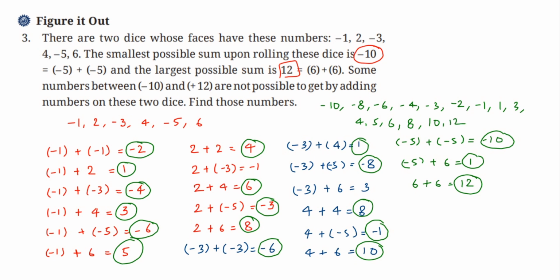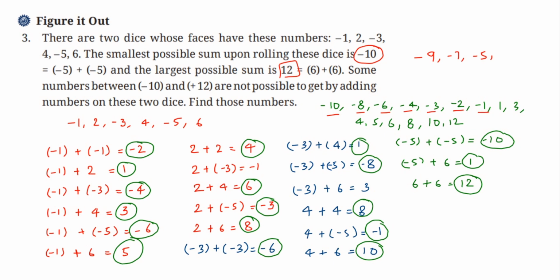Now we have to find out the numbers which are not there. So let's go in sequence and check. We have minus 10. After minus 10 we get minus 9. We don't have minus 9. We have minus 8. We don't have minus 7. We have minus 6. We don't have minus 5. We have minus 4, minus 3, minus 2, minus 1.